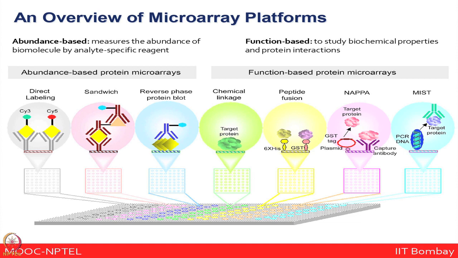So, this is known as abundance based proteomics, where the aim is to measure the abundance of biomolecules by analyte specific reagents. Or you can also look at the function based protein microarray approaches, where the aim is to study the biochemical properties or the protein interactions, for which either you have purified a protein and printed that on the chip, or you know the specific peptide sequences and you have used that information for printing on the chip, or you can just take the cDNA directly. You have not purified a protein, but you are taking the DNA or the cDNA, printing that on the chip and using an in vitro transcription translation mix on top of that, and then trying to synthesize protein on the chip. This field is known as cell-free expression microarrays or cell-free based proteomics.